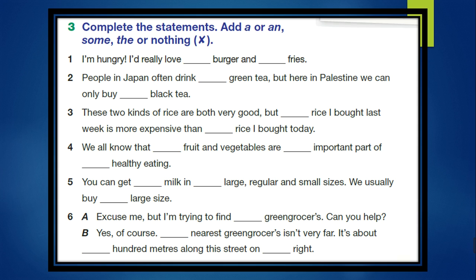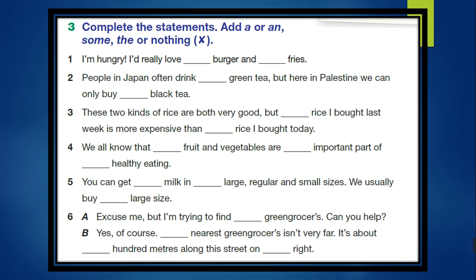Thank you. Let's move to the third activity. Complete the statements. Add a or an, some, the, or nothing. Let's revise the use of them quickly. We use a and an before a singular countable noun, especially when we are mentioning something for the first time. The listener doesn't know anything about the subject. Okay? We use some before plural countable nouns and also before uncountable nouns in affirmative statements.